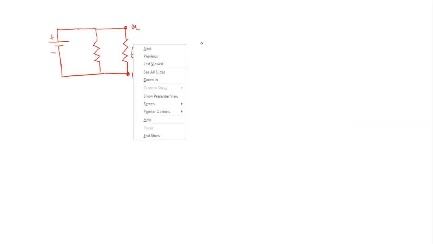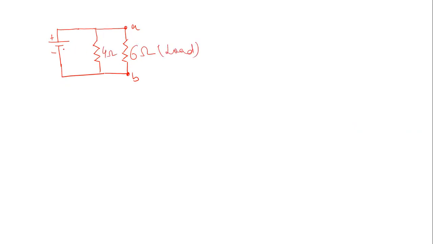Okay, we do not have a series resistance. We can have a network like this. So this is, let us say, what you call the load terminals, and this is a load resistance. This is a load resistance 6 ohm, and this is, let us say, 4 ohm, and this is 72 volt.